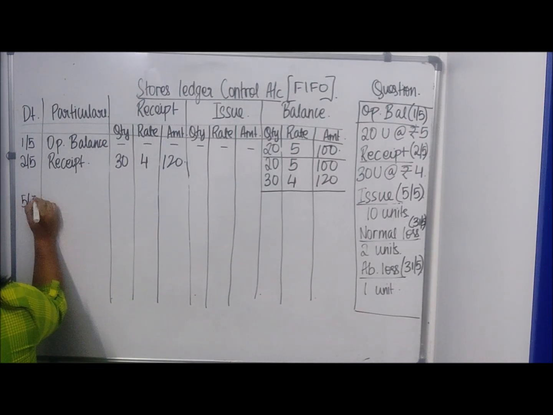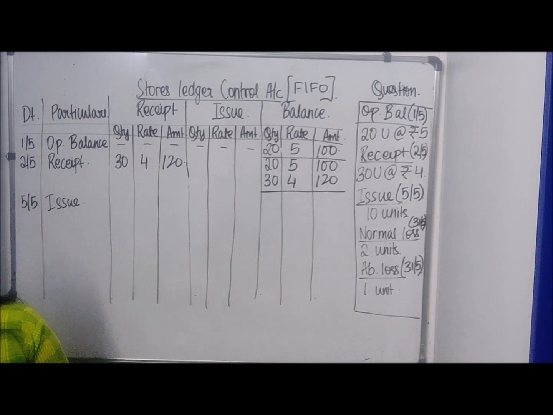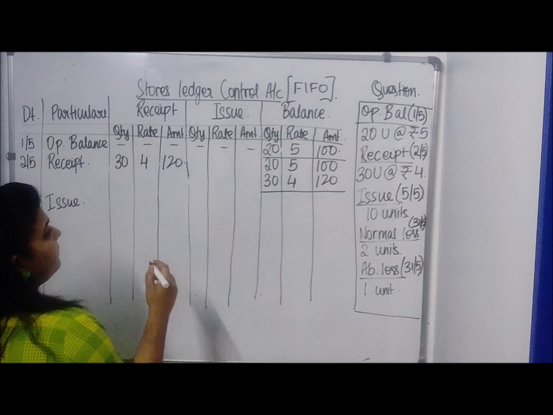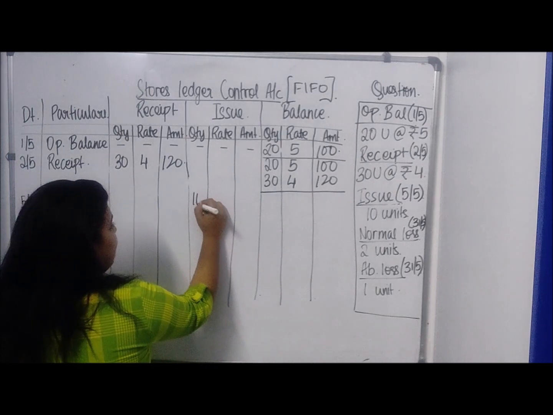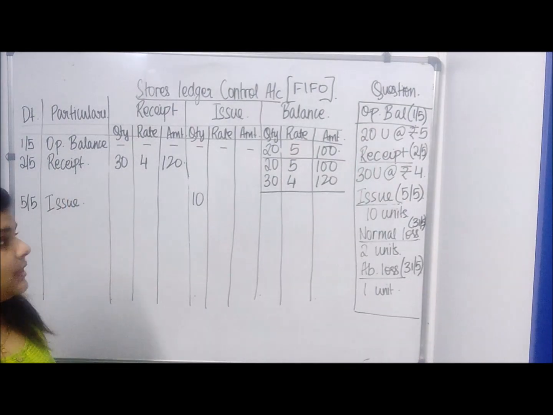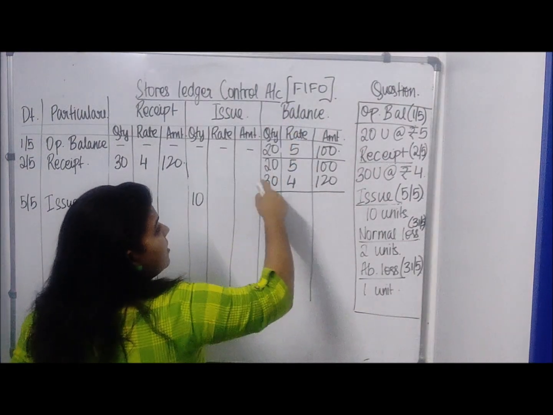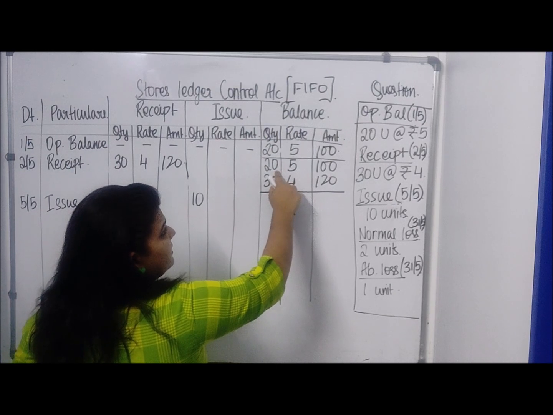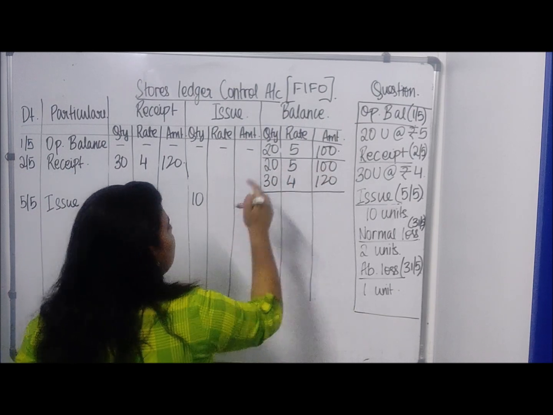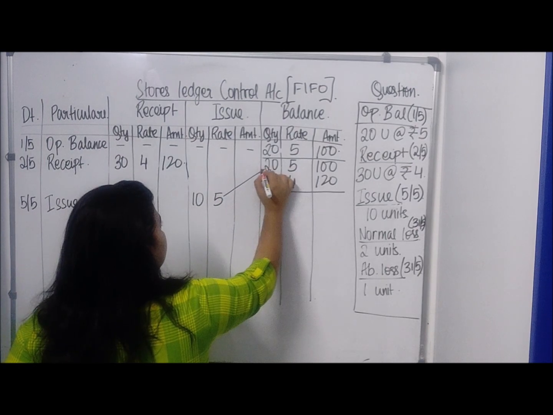So on 5th May, there is an issue. Issue of how many units? Issue is of 10 units. Now, for these 10 units, the rate is not given to me. What will be the rate? Since we are following FIFO, first in, first out, whichever is first in goes first. So we will have 5 rupees as the rate, which has come from here.